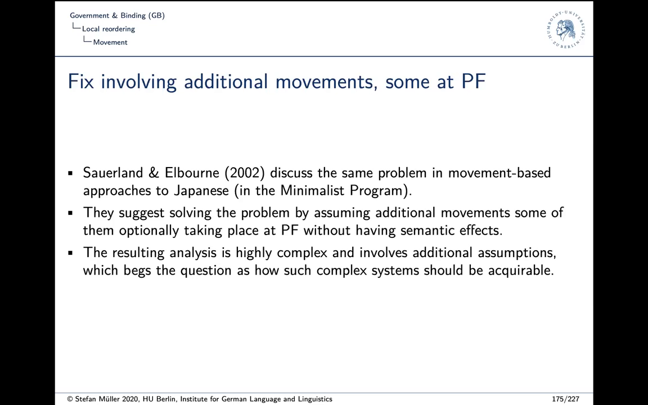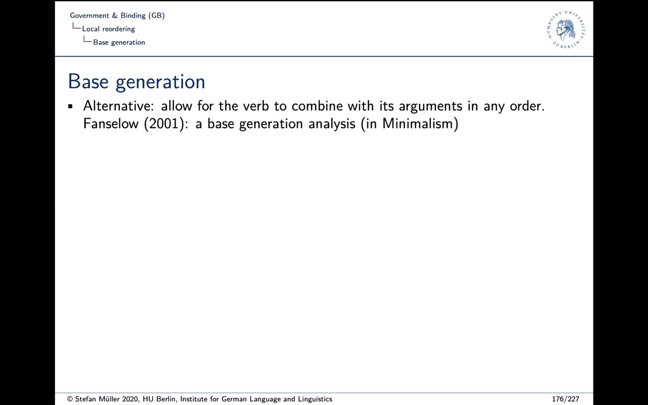And the question is, how should that be acquired, right? It's far away from the observable data. How can children acquire that without having some knowledge about these complex procedures and possibilities in their genetic endowment? And since we don't want to have that complicated stuff in the genetic endowment, it's unrealistic from a biological perspective, as biologists, co-authors of Chomsky and other biologists, tell us. That analysis is not really an option. So it seems that we have to go for the base generation approach.